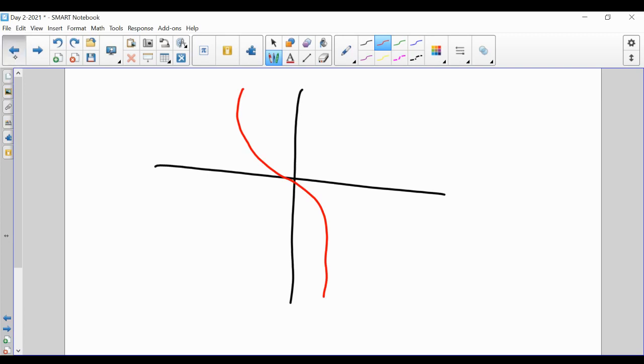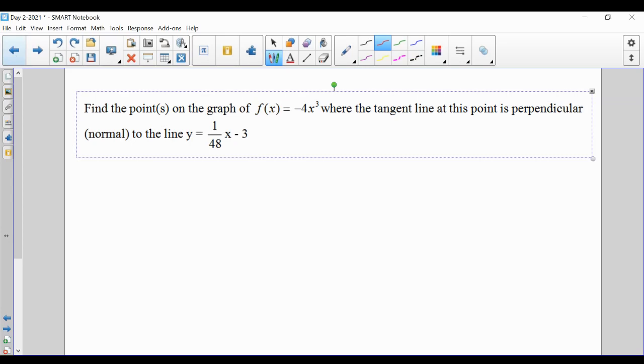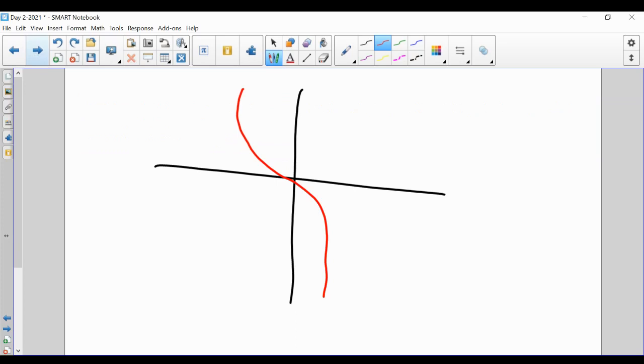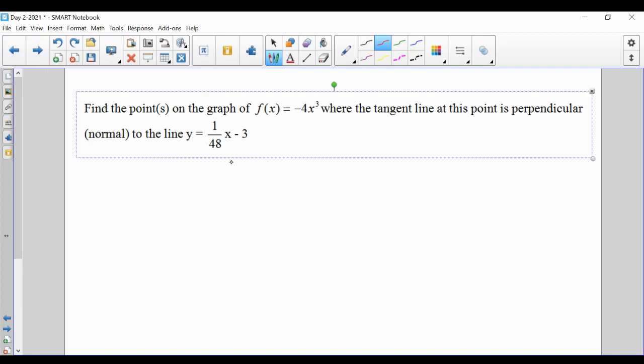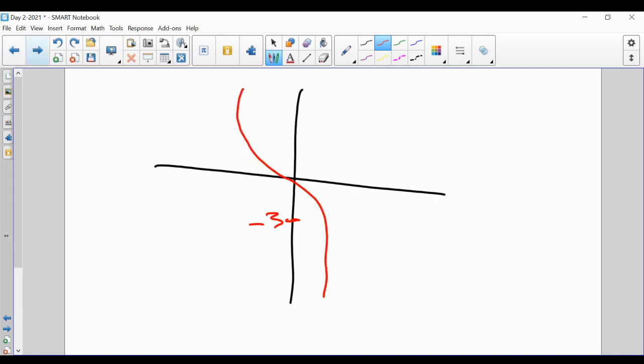So the question is saying, where the tangent line on this function is perpendicular to this other line, 1 over 48x minus 3, right? So 1 over 48x minus 3 is going to be a line that, minus 3 is somewhere down here, and has a slope of 1 over 48. So it's a fairly flat line. Let me see if I can do a fairly good job of that. I'll put that in a different color. So it's a fairly flat line like that.